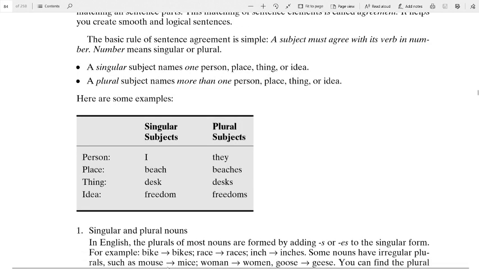So as I have told you just now, we have to categorize subjects and verbs in two ways. At first I'm saying subject. You know that there are three types of subjects.